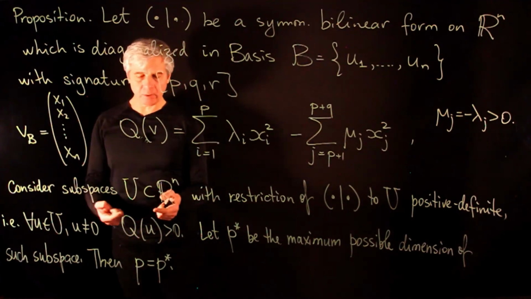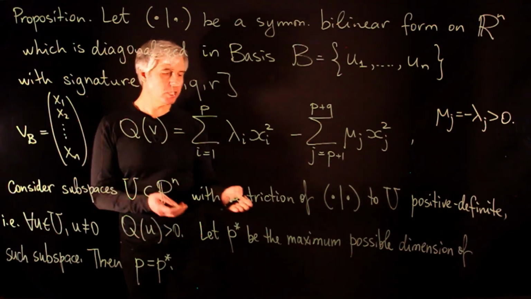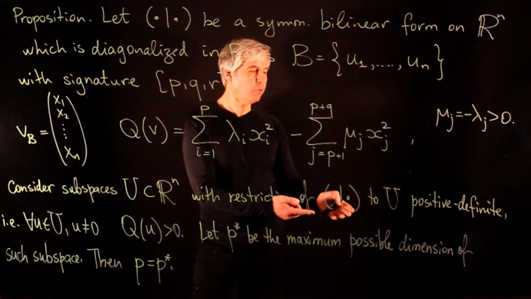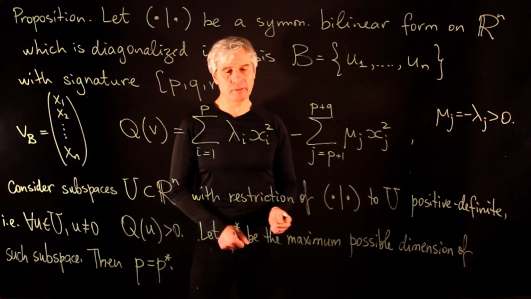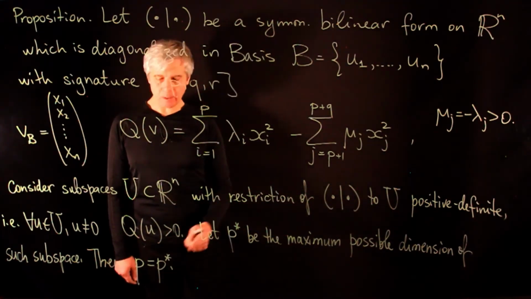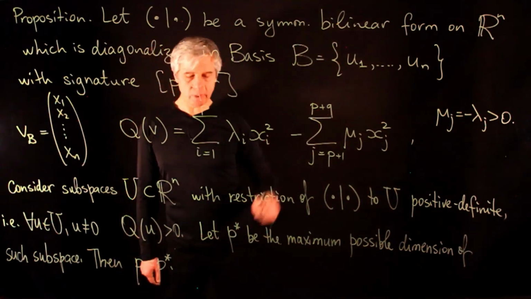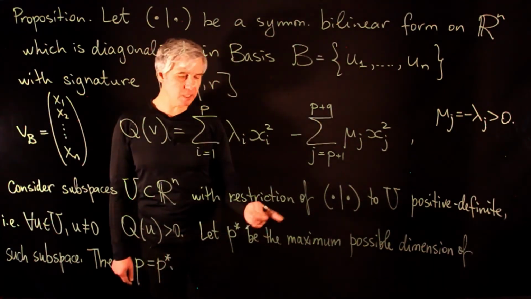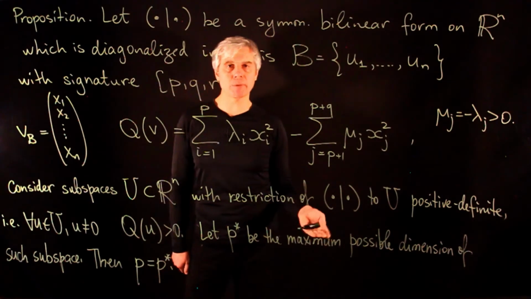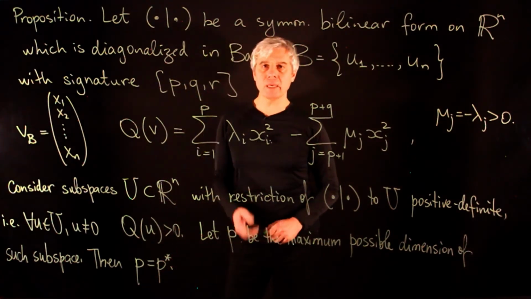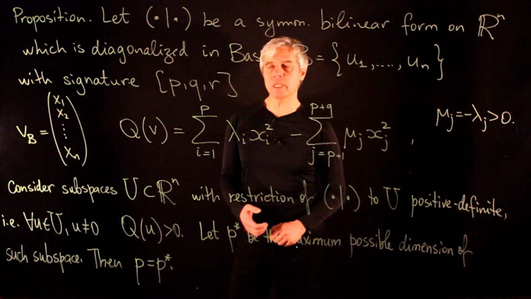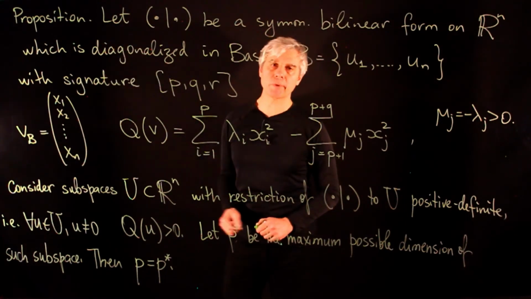a family of subspaces for which the restriction of the bilinear form is negative definite. And then, in a similar way, we can prove that the value of Q is equal to the maximum possible dimension of such subspaces. Thus, the theorem on invariance of the signature will follow from this proposition.